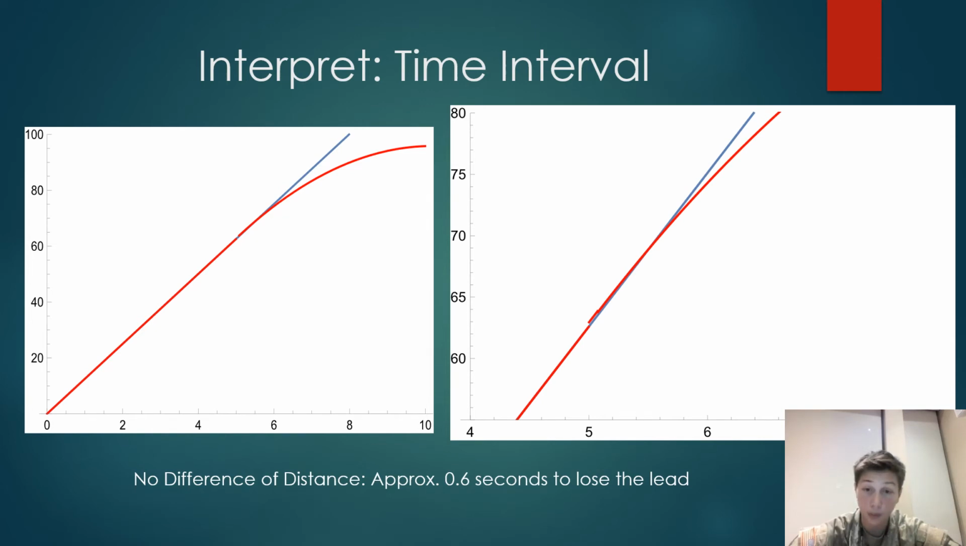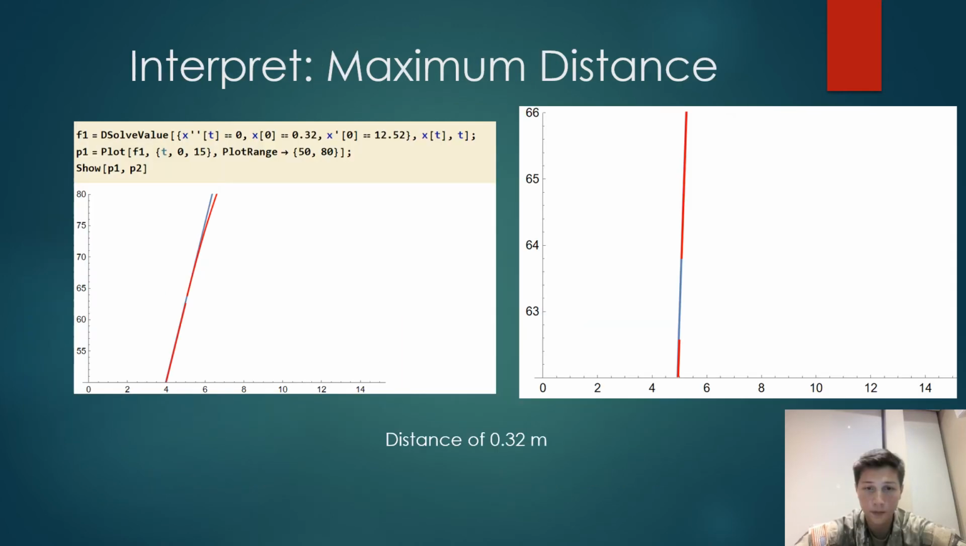But it takes about 0.6 seconds for the red line to lose its lead and for the bike throw to stop becoming effective. So if you add that to the time it takes to execute the bike throw, we recommend that you should start the bike throw about 0.675 seconds before the finish of the race.